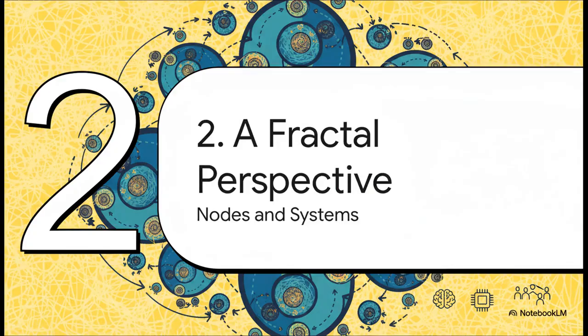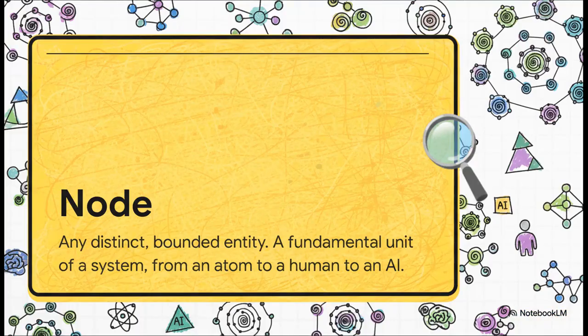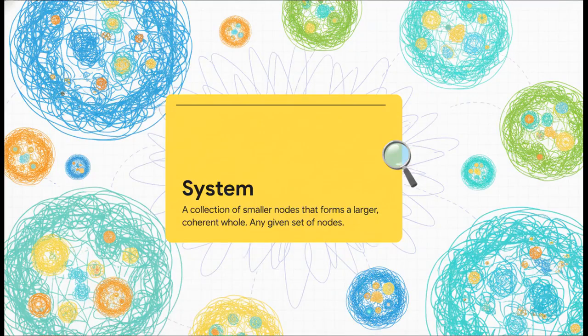So how does this framework even begin to solve a problem that big? Well, it tells us to look at reality in a totally different way, as something that's fundamentally fractal. And it's all built from just two simple components. First up is the node. And this is super simple. A node is just any distinct thing, anything with its own boundary. So an atom, that's a node. You're a node. A super smart AI? Yep, also a node. And the second piece of the puzzle is the system.